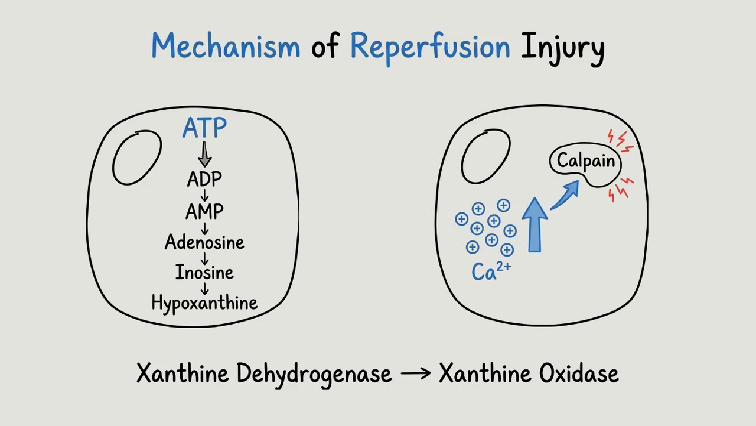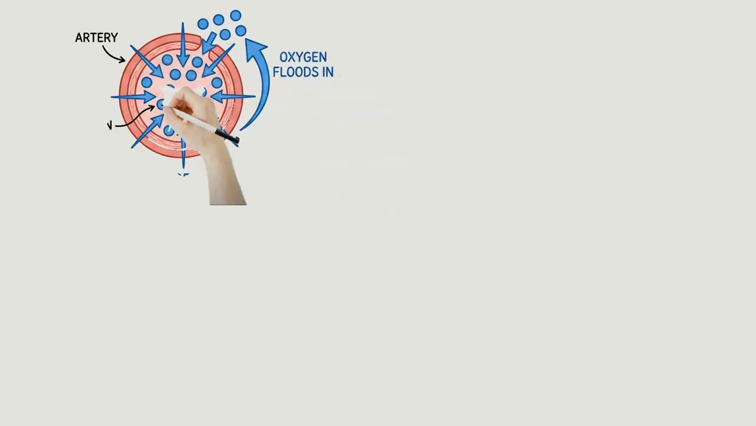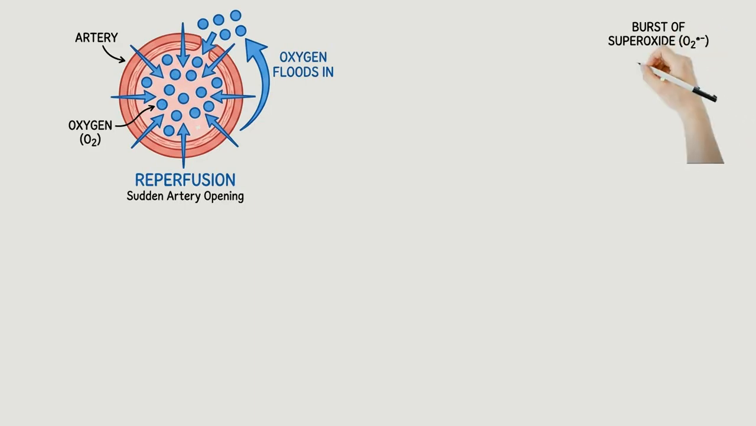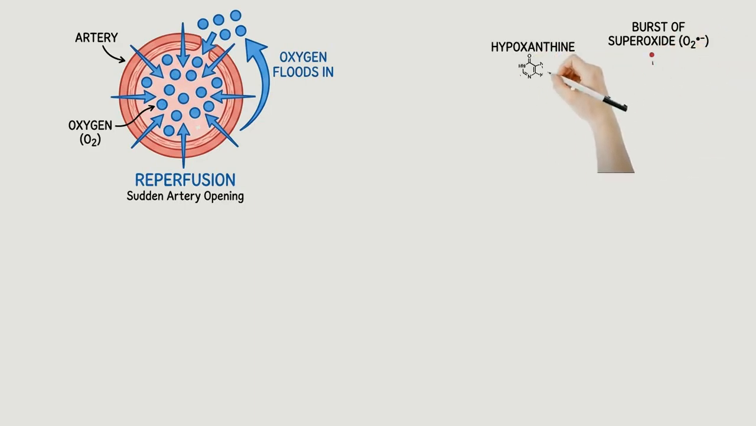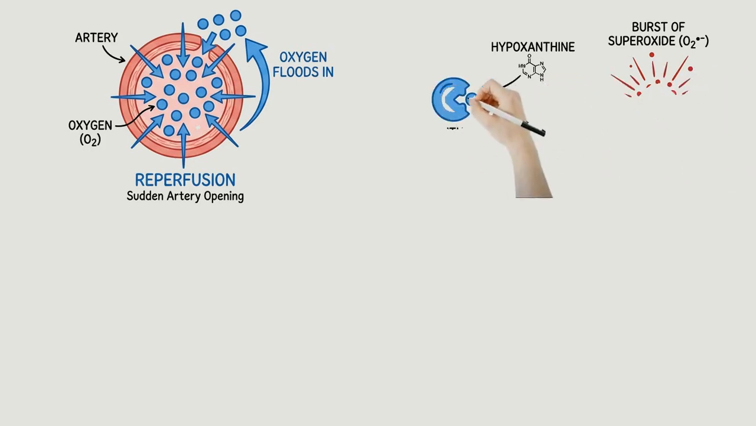Yet. Then the cardiologist opens the artery. Oxygen floods back in. Now xanthine oxidase is active and it has a massive stockpile of hypoxanthine sitting there from the entire ischemic period.